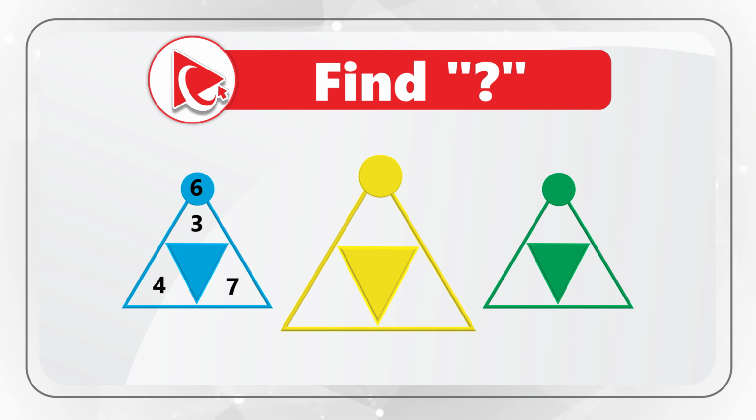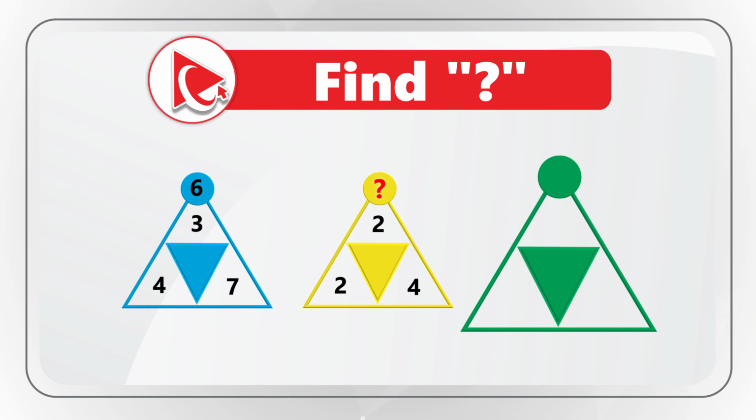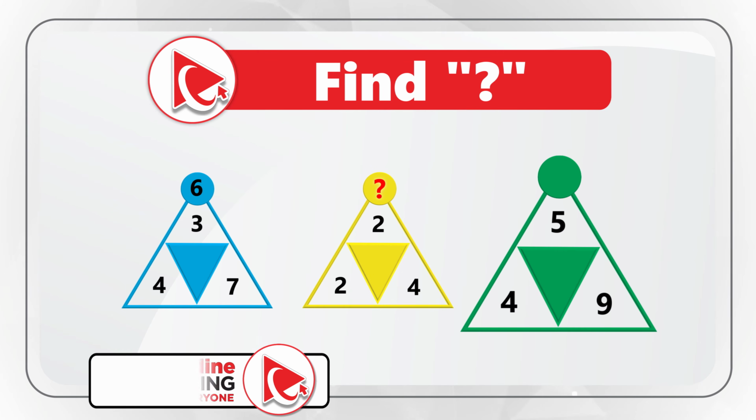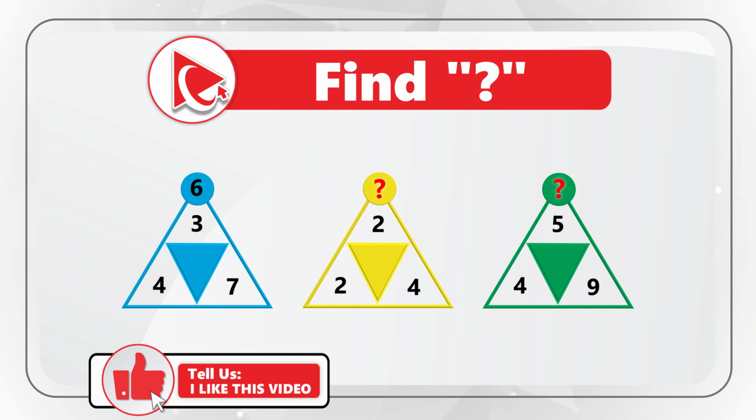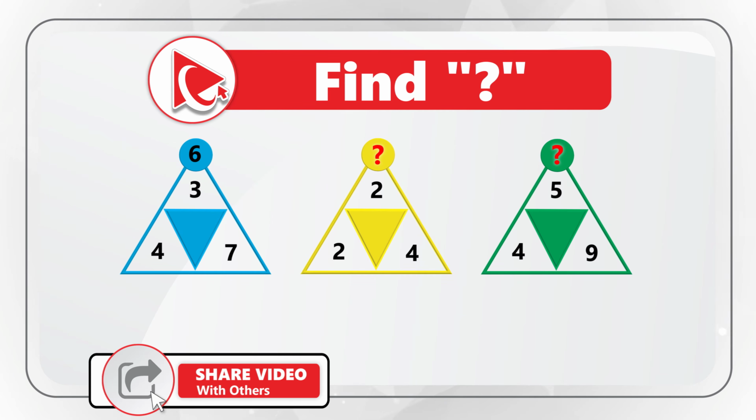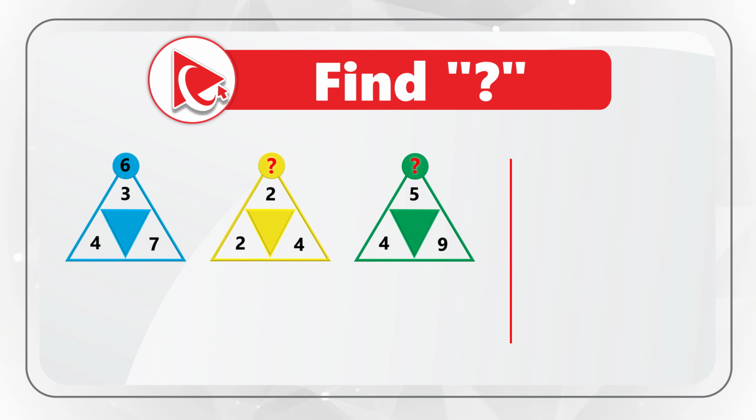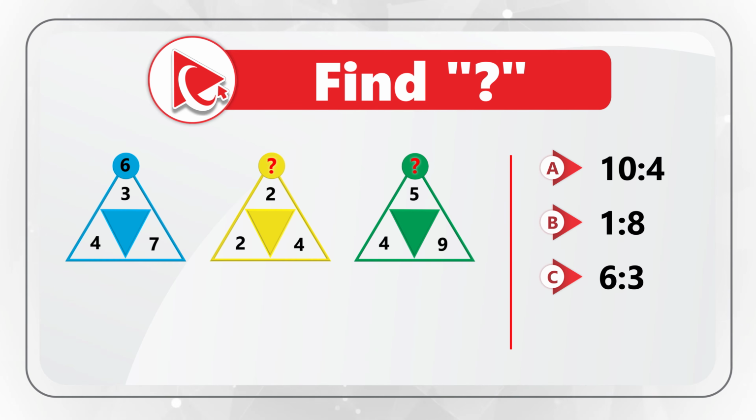The yellow triangle has numbers 2, 4, and 2, and there is a missing number on the top. The green triangle has numbers 5, 9, and 4, and a missing number on the top. Take a close look to see if you can find the 2 missing numbers and select out of 4 different choices. Choice A, 10 and 4. Choice B, 1 and 8. Choice C, 6 and 3. And choice D, 2 and 2. Do you know the answer?